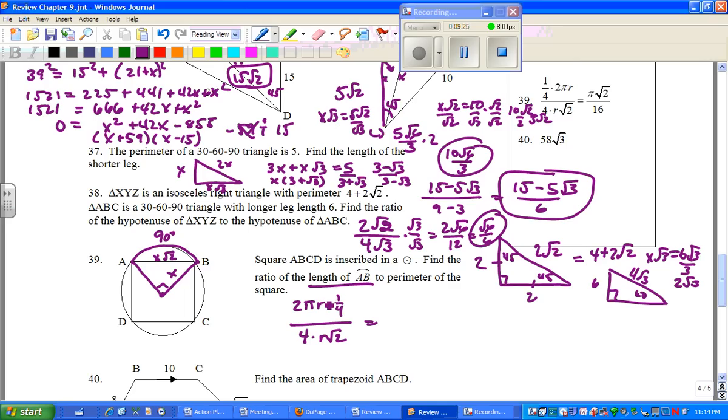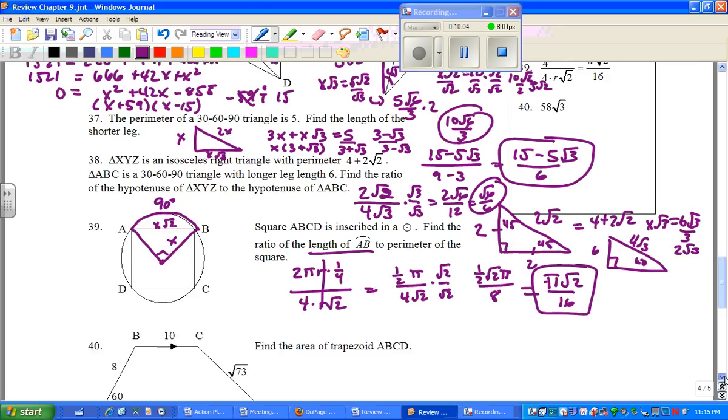So there's the ratio. The r's cancel each other out. 2 times 1/4 is 1/2. We've got pi on top, so we get 1/2 pi over 4 root 2. Multiply top and bottom by root 2, so we get half of root 2 pi all over 8, which reduces to pi root 2 all over 16 for your answer.